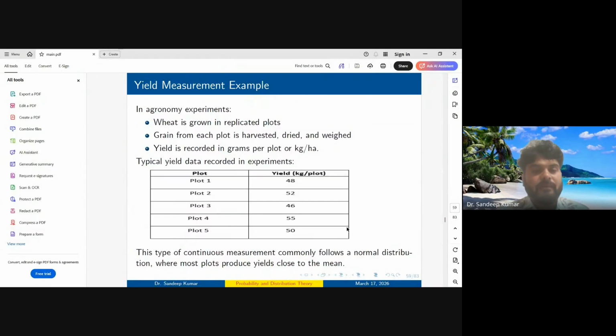In an agronomy experiment, wheat is grown in replicated plots. Grain from each plot is harvested, dried, and weighed. Yield is recorded in grams per plot or kg per hectare. Typical yield data recorded in an experiment: plot 1 yield 48 kilograms per plot, plot 2 52, plot 3 46, and plot 4 55, and so on. This type of continuous measurement commonly follows a normal distribution, where most plots produce yields close to the mean.